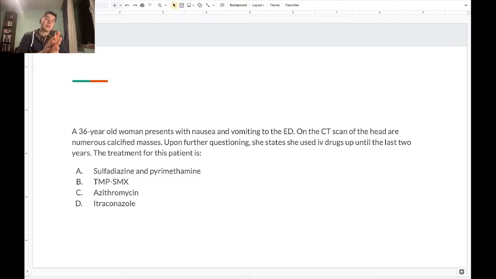A 36-year-old woman presents with nausea and vomiting to the ED. On the CT scan of the head are numerous calcified masses. Upon further questioning, she states she used IV drugs up until the last 2 years. The treatment for this patient is sulfadiazine with pyrimethamine, trimethoprim sulfamethoxazole, azithromycin, or itraconazole. Again, let me know your answers in the comments.